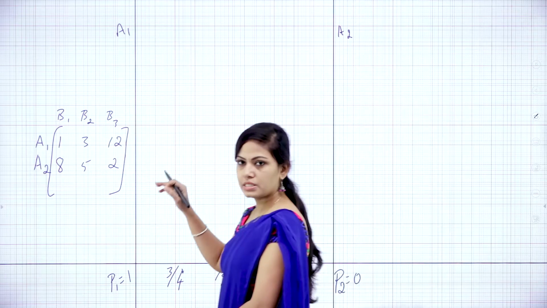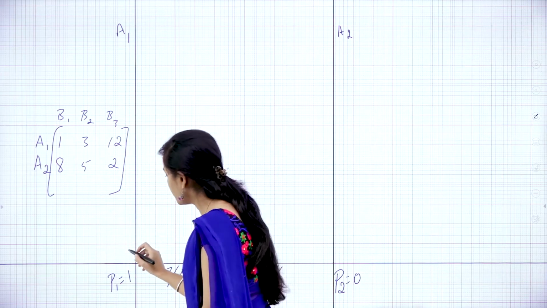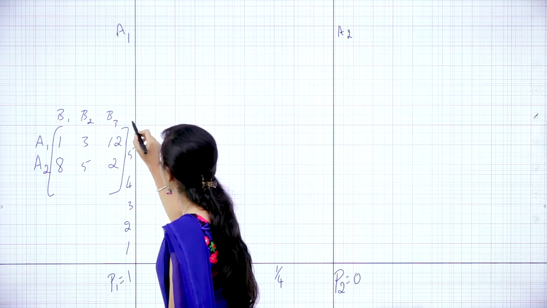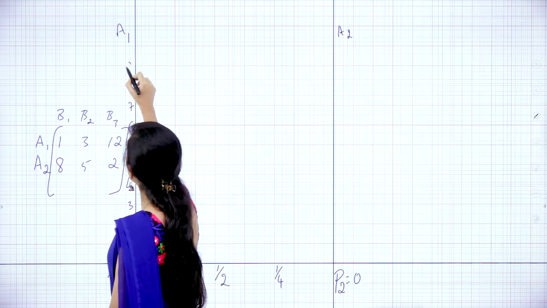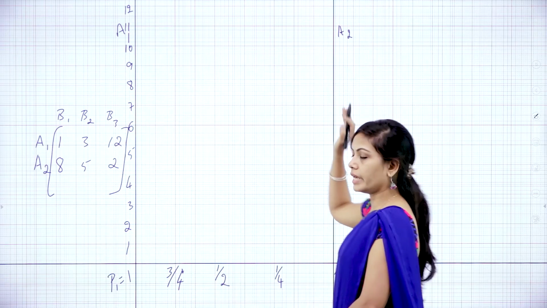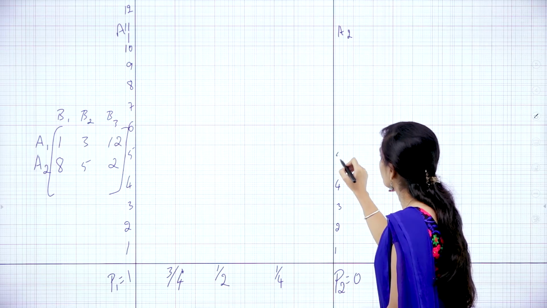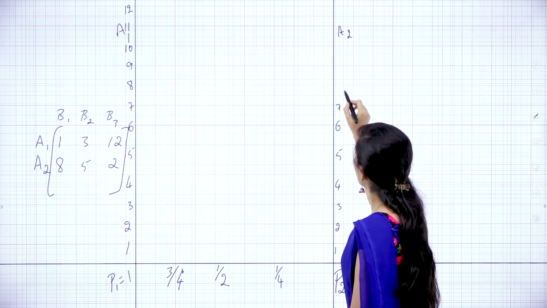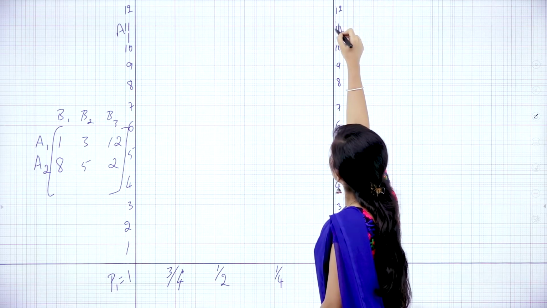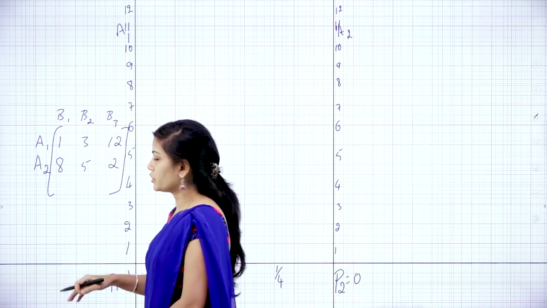So first you have to mark the scales. Here you don't have any negative value, and 0. I will start from 1, 2, 3, 4, 5, 6, 7, 8, 9, 10, 11 and 12. So again the same scales, 1, 2, 3, 4, 5, 6, 7, 8, 9, 10, 11 and 12. This is 11. So now you just use this matrix representation.